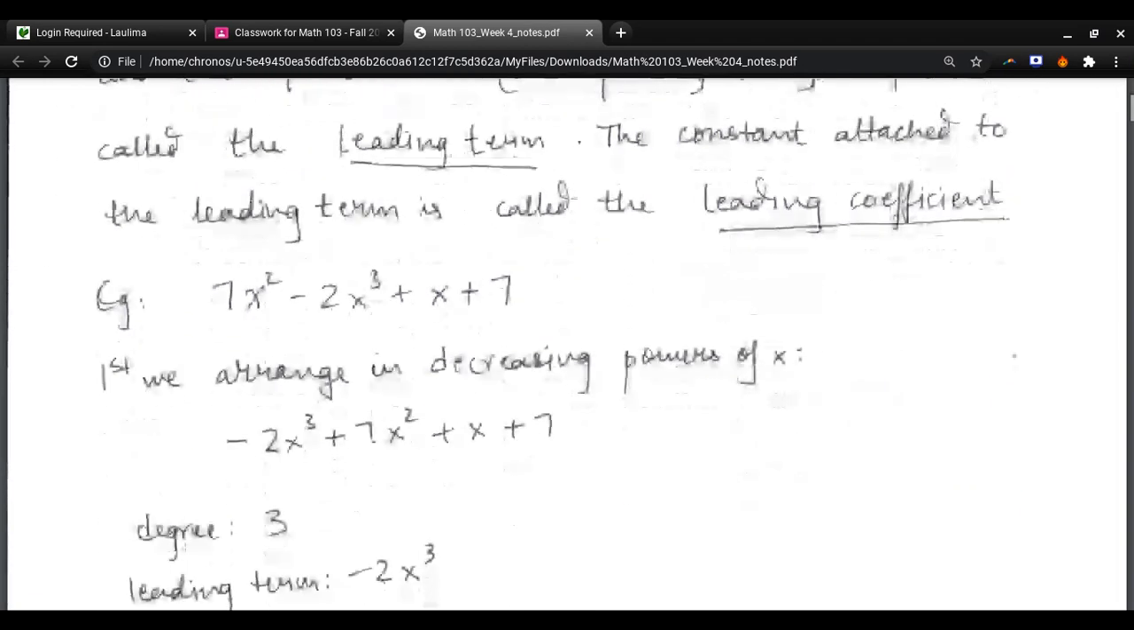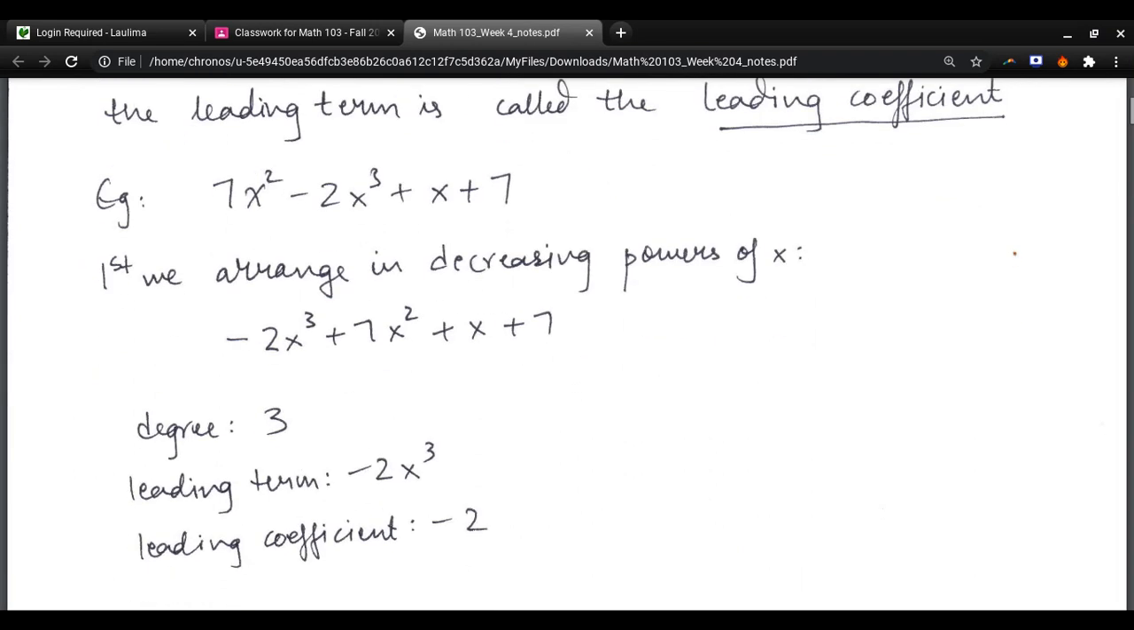And the constant attached to the leading term is called the leading coefficient. For example, 7x² - 2x³ + x + 7. First, you have to arrange them in decreasing powers of x, which makes it very obvious and clear to find the degree, which is 3, the leading term, which is -2x³, and the leading coefficient, which is -2.